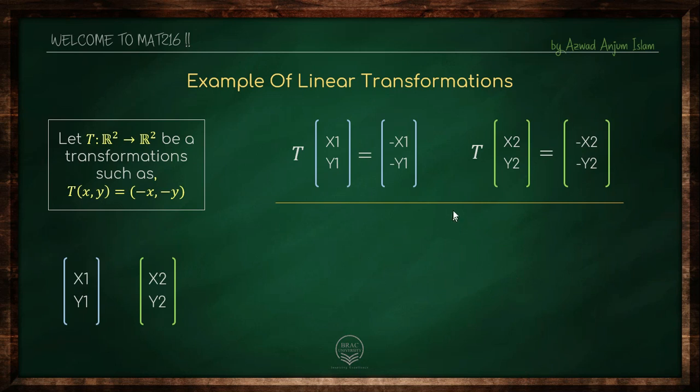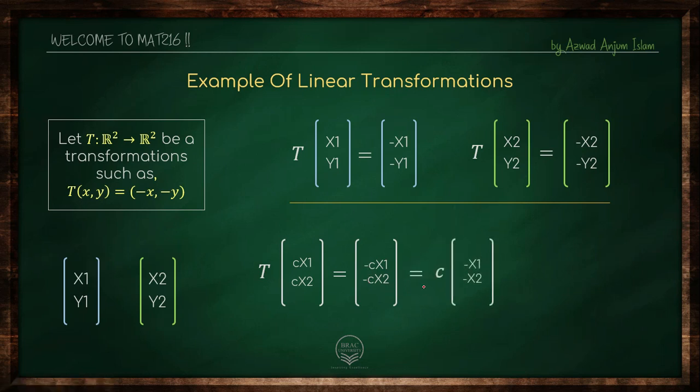Now about the second condition. If I multiply the vector with some scalar c and then take the transformation of it, what I get is this vector right here, and this is just the same as multiplying the minus x1 minus x2 vector with c, because we know that a scalar can be taken out of the matrix. And this is exactly the same as the same multiplication of the transformation itself. So the second condition is also satisfied. So we can say that this transformation here is a valid linear transformation.